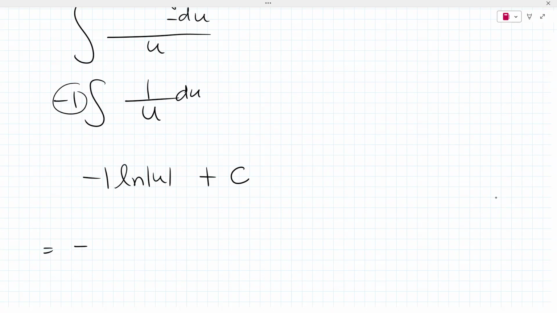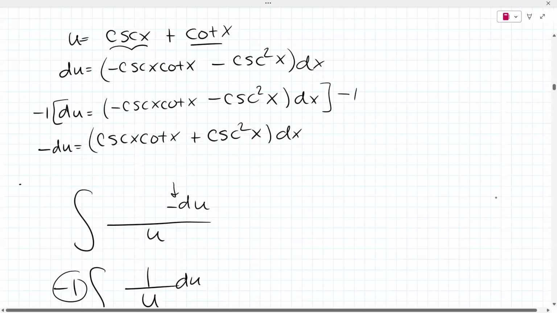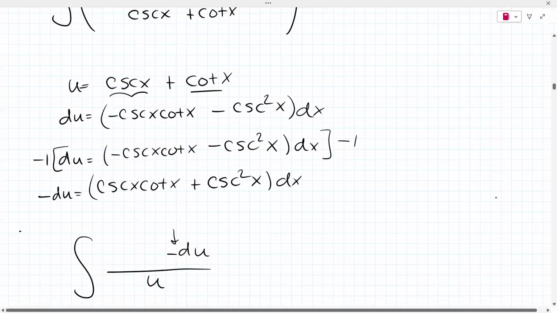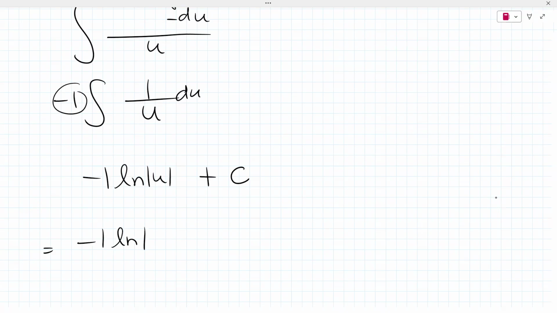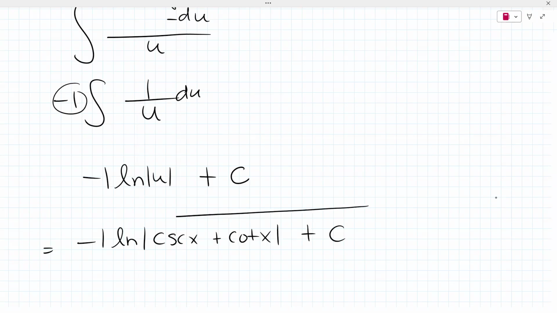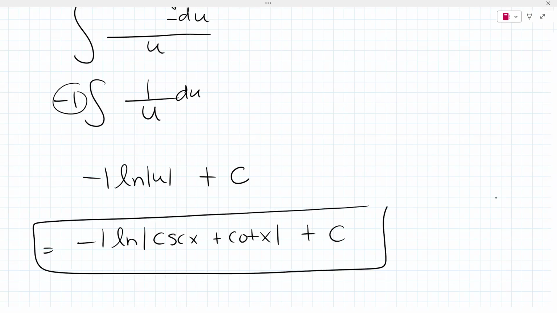Last step is replace your u with what? Cosecant x plus cotan of x. Okay, that's it.